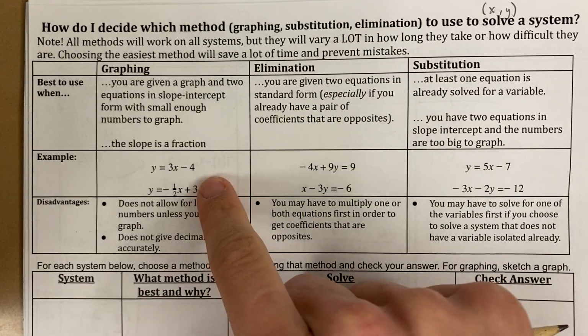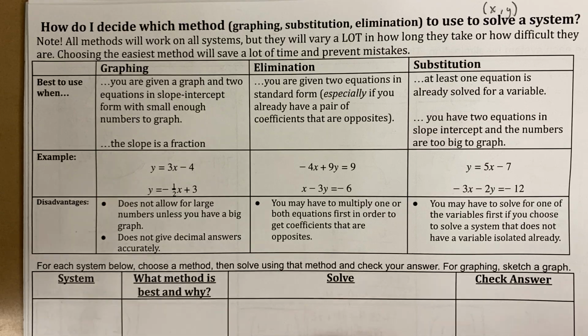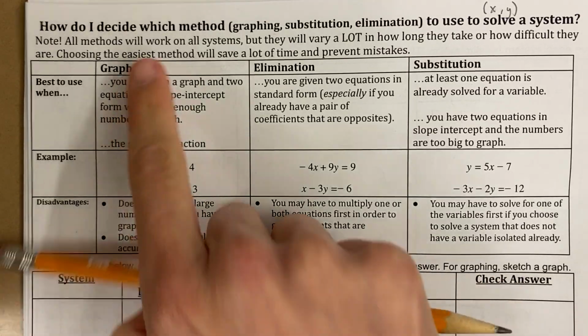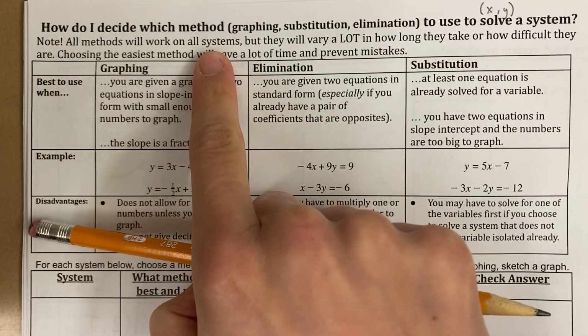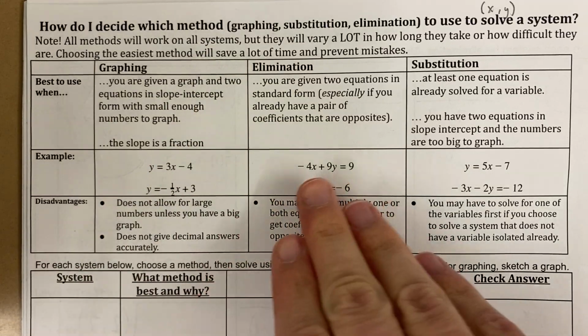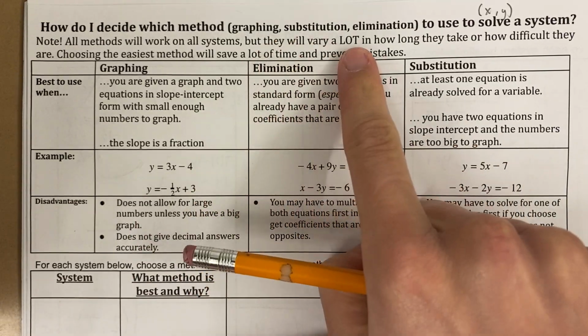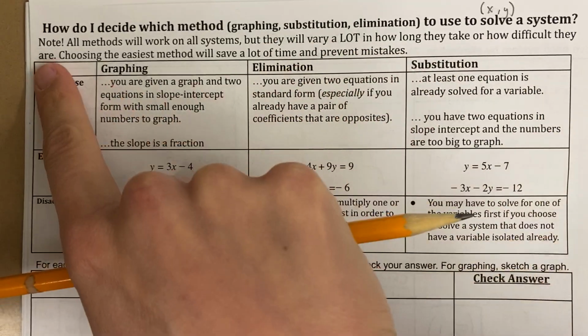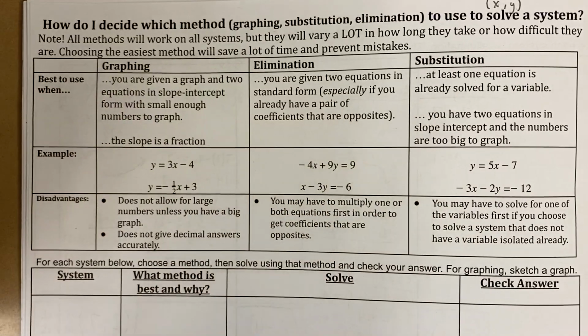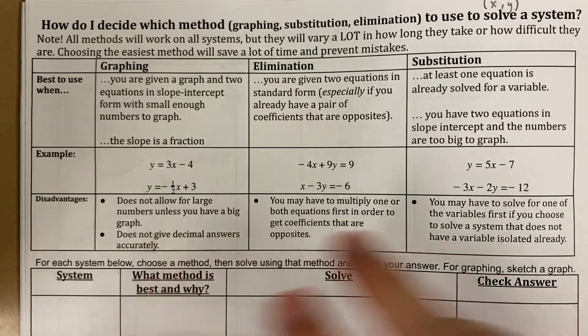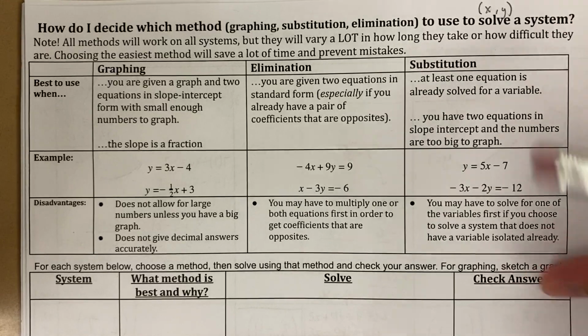Like if someone's like, oh, here, solve this system. How do you decide which method to use? Here's the thing. I can use any method. All of the methods will work on all systems. Here's the thing, is that some of the methods will be really easy for one system and really hard for another system, right? These methods will vary a lot in how long they take or how difficult they are. So we want to make sure that we're always choosing the easiest method for a particular system. That's going to save time and it's going to prevent mistakes.